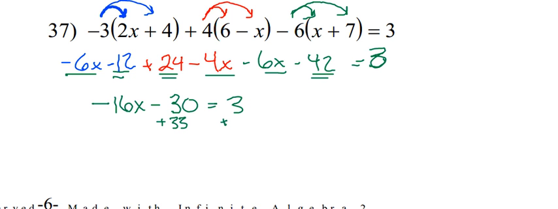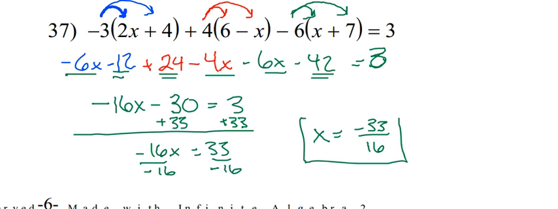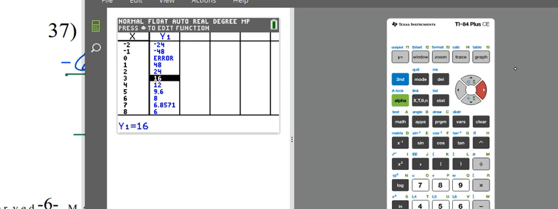Now that we've simplified all of that, we can solve. 33 divided by negative 16. X equals negative 33 over 16. Okay, and now you get that answer and you panic a little bit because you feel like, oh, it's a fraction, I don't know if that's the right answer.